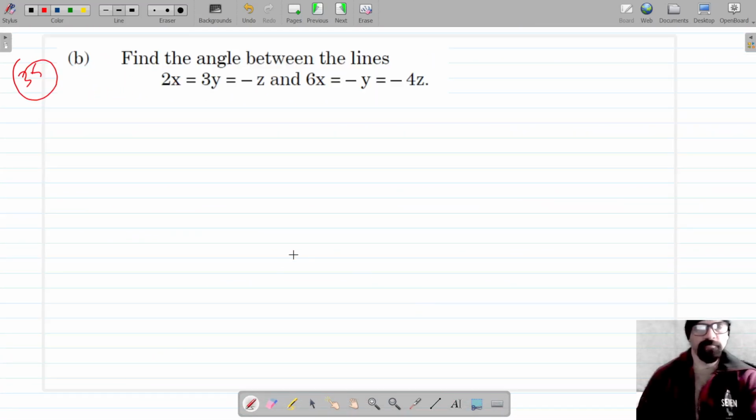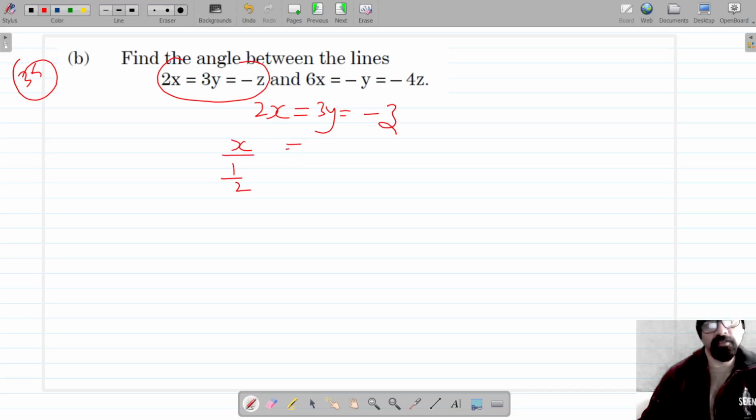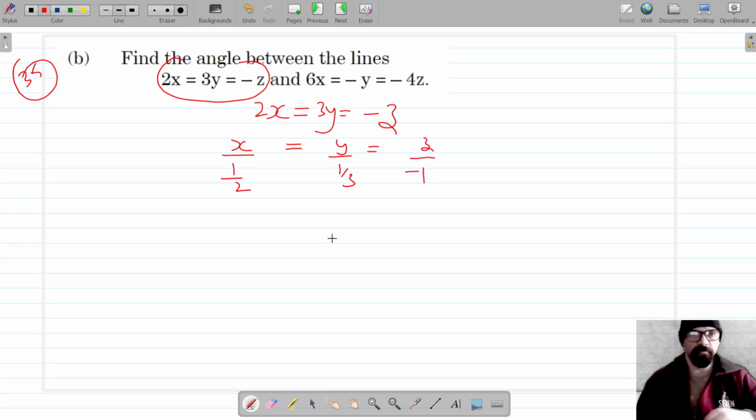So for question number 35, part B, we have to find the angle between the lines. This is the equation of the line. Let's write this in the standard Cartesian form. So I can write it as x upon 1 by 2 is equal to y upon 1 by 3 is equal to z upon negative 1. This is the standard equation of the line in Cartesian form, so this is x minus 0, y minus 0, and z minus 0. Okay, this is our first equation.